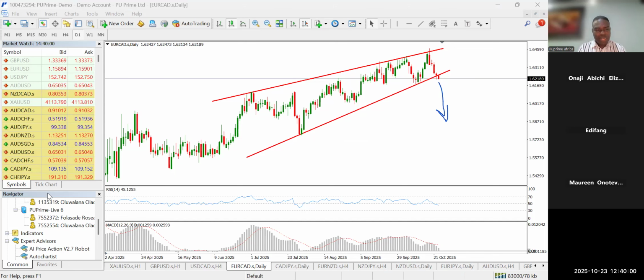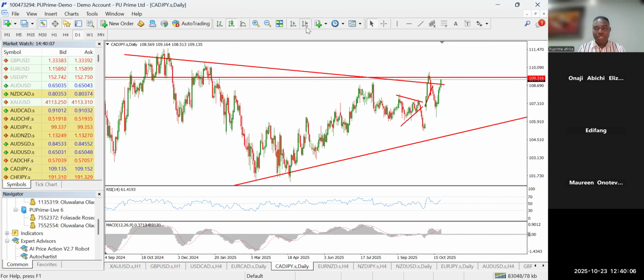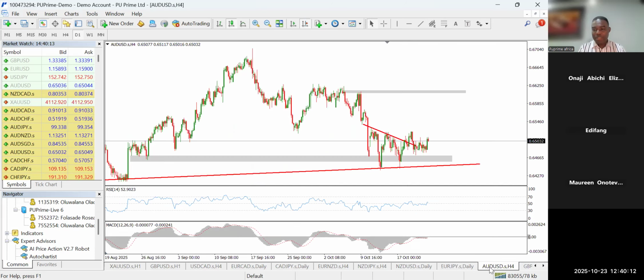So most of these card pairs, at least the anti-card pairs, are actually looking kind of bearish at this particular point in time. So I'm bearish primarily on the USD card. And if you want to check the Euro card also, you can do so likewise. All right, so that's it on the fundamental.